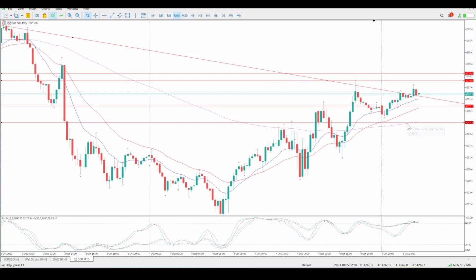So what we're looking for when I say test the structure, I'm going to be looking for engulfing bars. I'm going to be looking for a pin bar. There's a pin bar there. And I'm going to be looking for an inside bar. There's an inside bar. So one of those three.